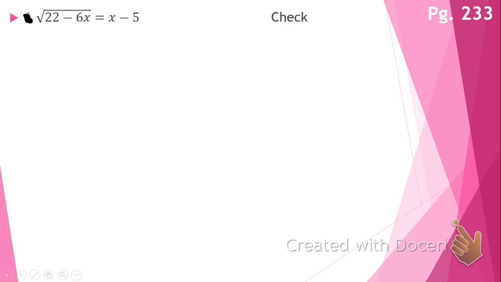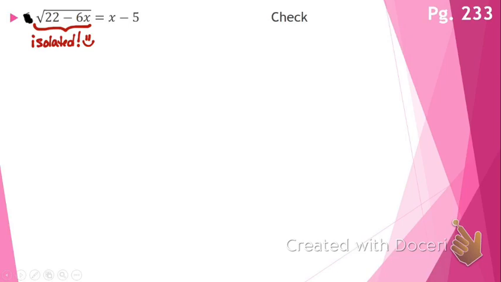Look at the left-hand side of the equal sign. What's over on the left? 22 minus 6x under a radical. Is there anything on the left-hand side that's not under the radical? Is there anything outside the radical on the left? No. So it is isolated. That is a really good thing. We don't have to do anything to it. You have to isolate that radical before you can get rid of it. So if there's other stuff on that side, we've got to move it.